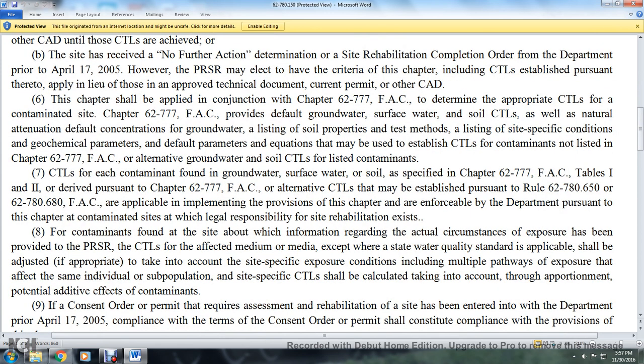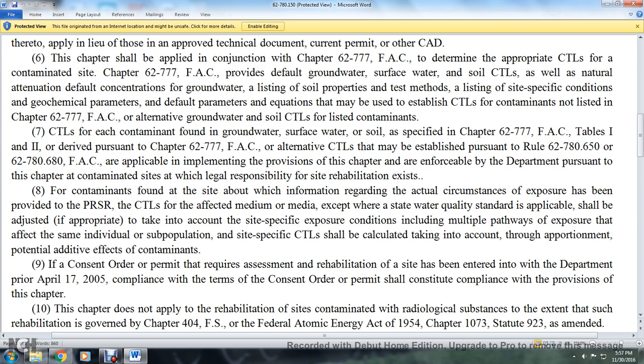Expected state water quality standards applicable should be adjustable and, if appropriate, take into account the site-specific exposure conditions, including multiple pathways of exposure for the same individual or subpopulation at the site. Cleanup target levels should be calculated, taking into account an evaluation of the potential additive effects of contaminants.